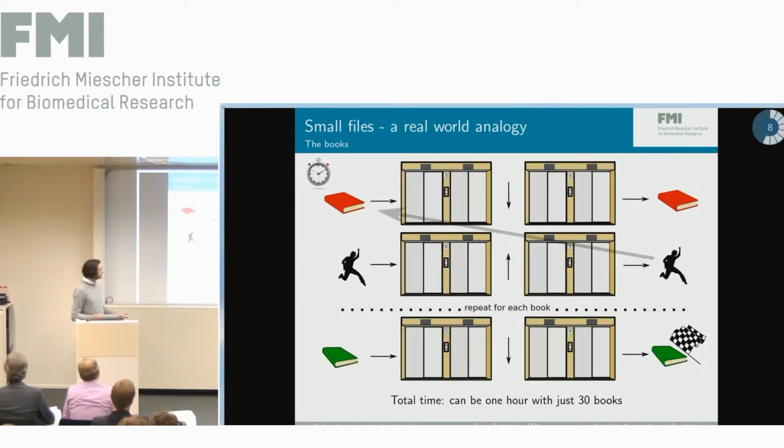Now, let's move the books. I pick up the first book, I go to the elevator, I call the elevator, I wait, I go down, I go to my office, I put down the book, then I rush back to the elevator, call it again, go back up, pick the second book, and so on. I cycle until I do all the books and I am done. This can take up to even an hour for just 30 books.